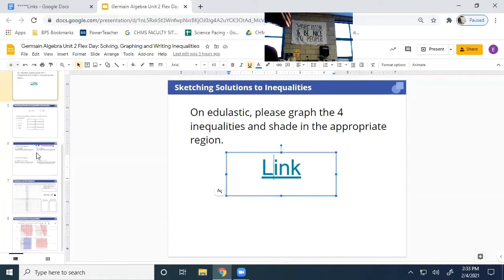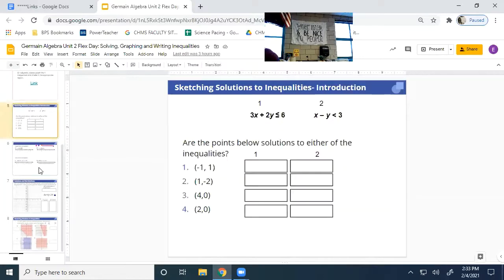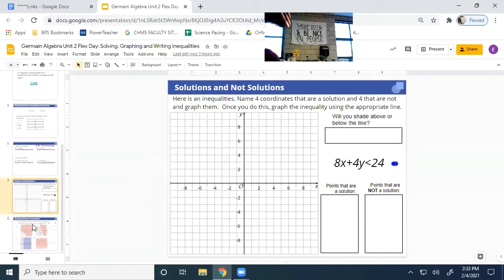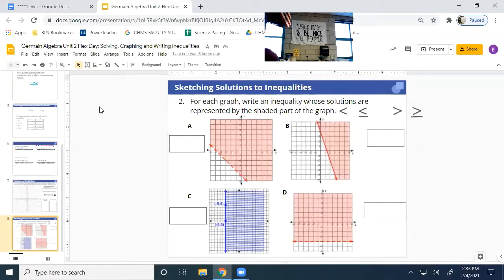So what I want to do a little bit of work with today, instead of looking at 5, 6, and 7, I want to jump right down to 8. We're going to come back to those ones when we have a little bit of time and tomorrow, but I want to look at 8 first, okay? When we look at slide number 8, it says, for each graph, write an inequality whose solutions are represented by the shaded part of the graph. So we need to create an inequality for this graph here.